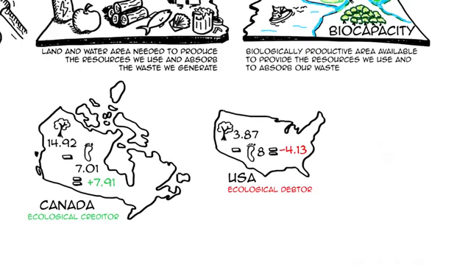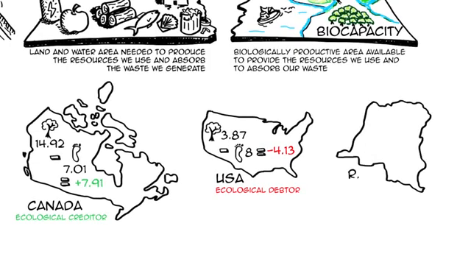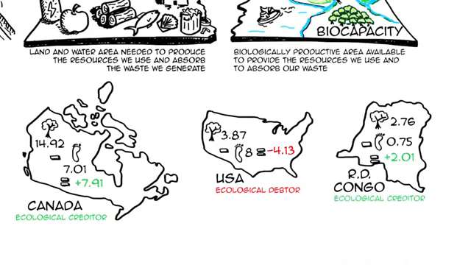Among the smaller footprints is the Democratic Republic of the Congo with 0.75. Although it's not an economically rich country at all, it has a biocapacity of 2.76. So you see that it's also an ecological creditor country with a difference of 2.01.